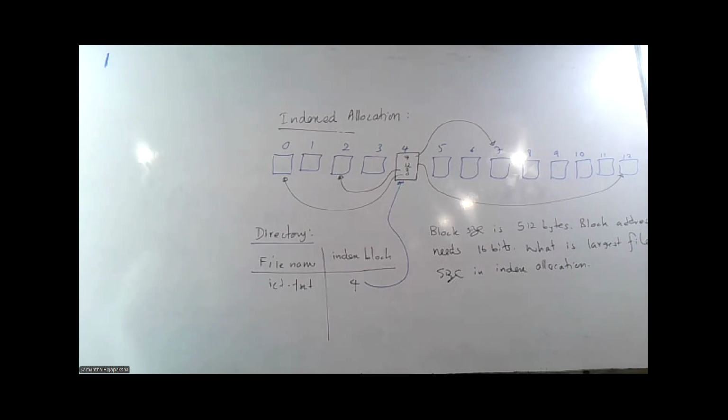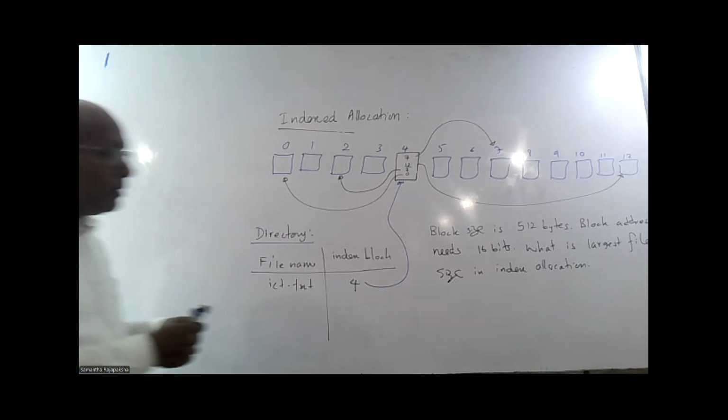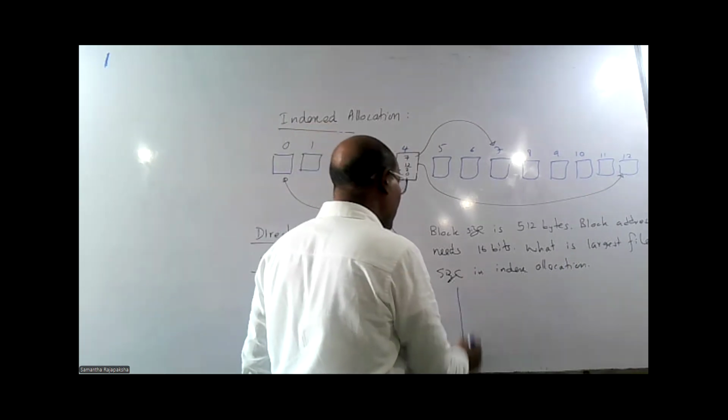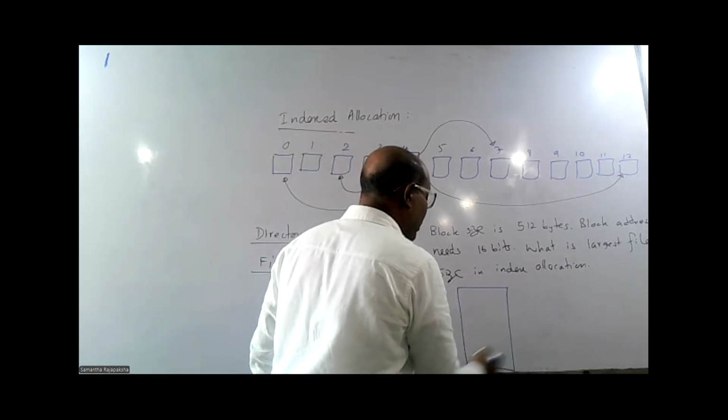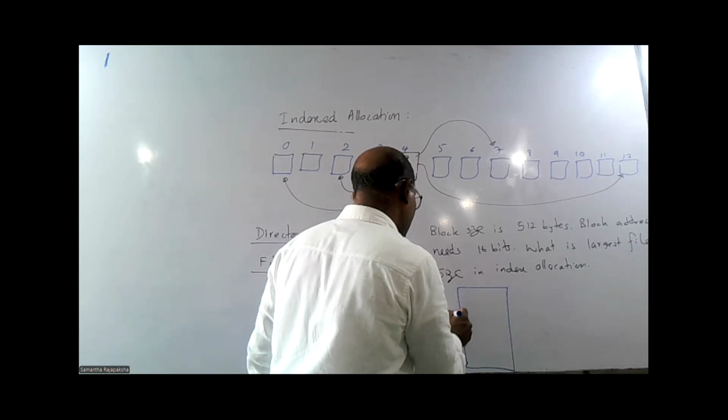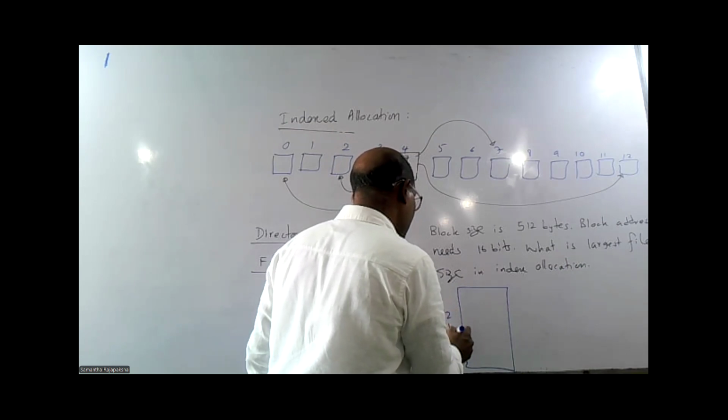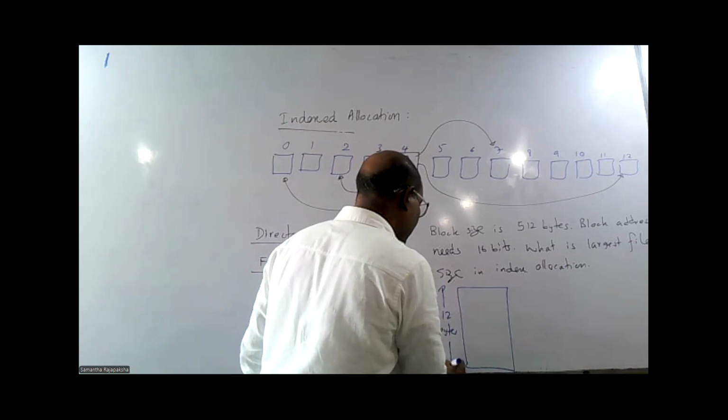What's the largest file you can have in the index allocation? Now, what information are you given? The block size is given. So one block is how much? 112 bytes. One block is 112 bytes.